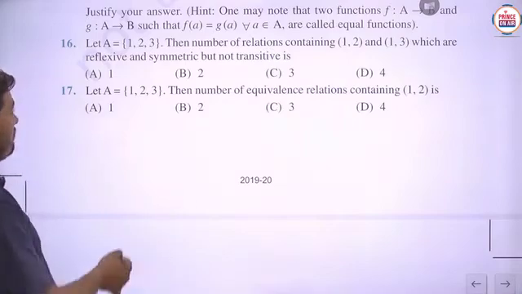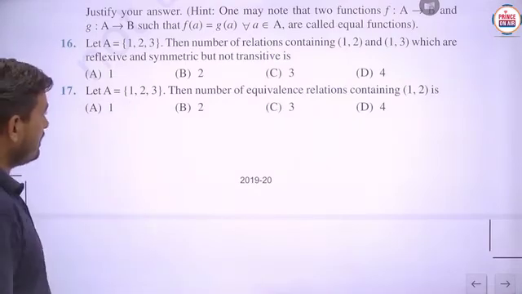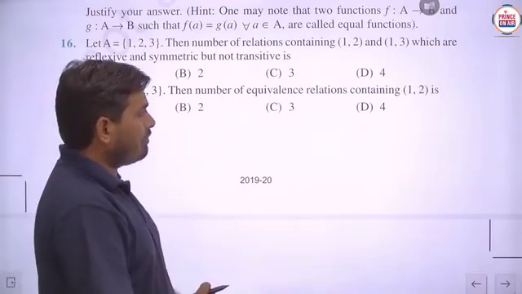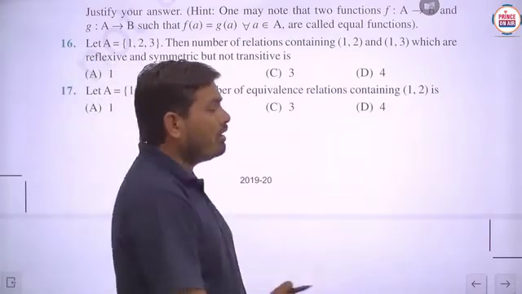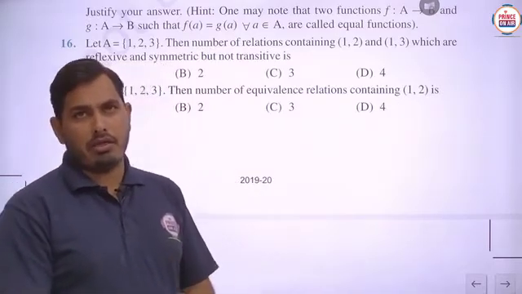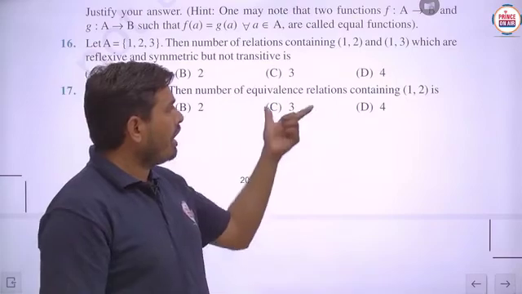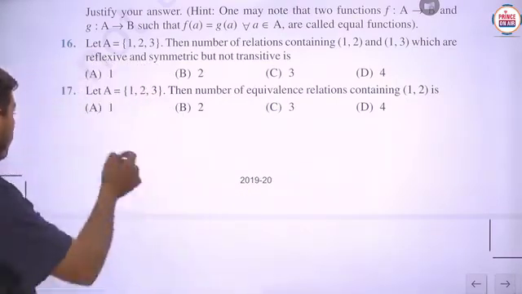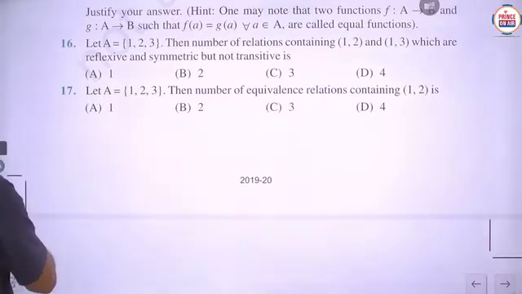In question number 17, let A be the set {1, 2, 3}. Then find the total number of equivalence relations that contain the ordered pair 1 2. This means this ordered pair should be contained in each and every equivalence relation. Then how many equivalence relations can you derive? Is that clear? So we will take this question, student.